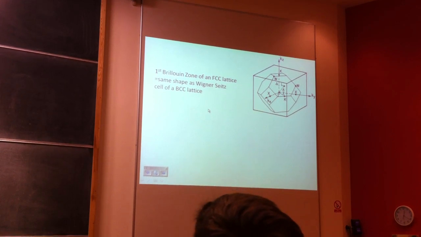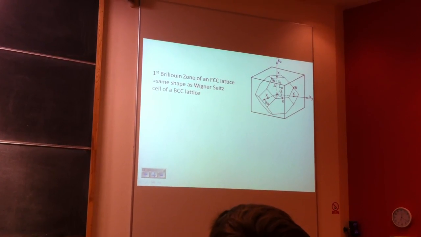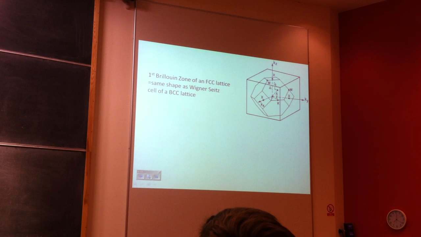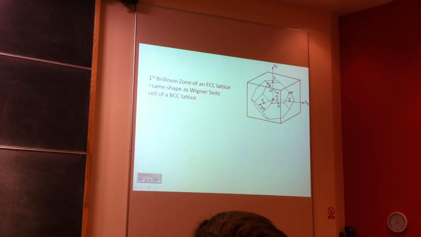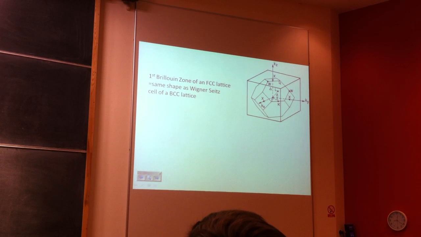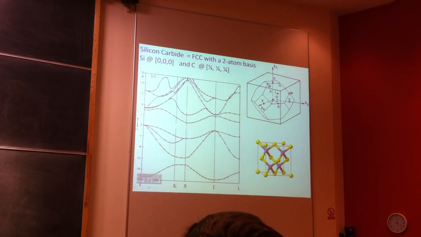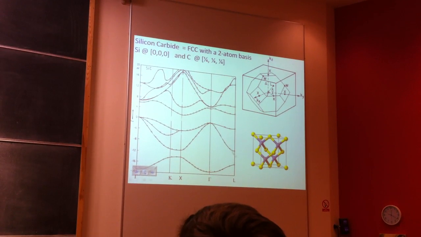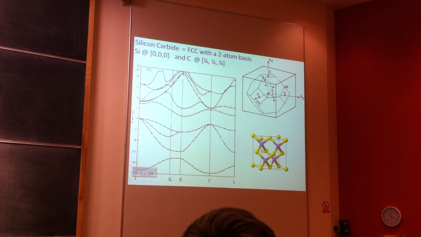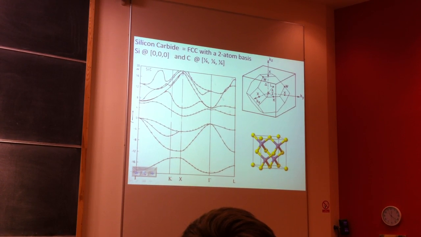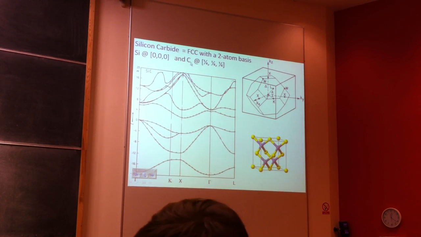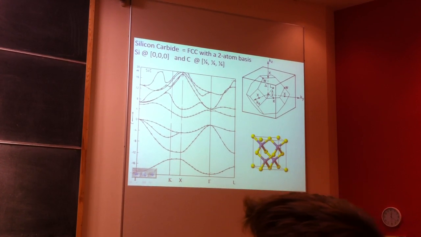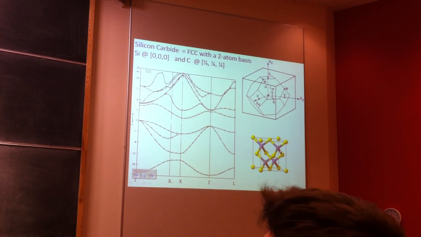So this is the Brillouin zone of an FCC system. Remember, it's the same shape as the Wigner-Seitz cell of a BCC lattice. There's this truncated octahedron shape. And the material in particular we're going to think about is silicon carbide. It has this so-called zincblende crystal structure that we've seen before. So silicon is at 0, 0, 0, that's the yellow atoms, and carbon is at 1 quarter, 1 quarter, 1 quarter, that's the blue atoms.